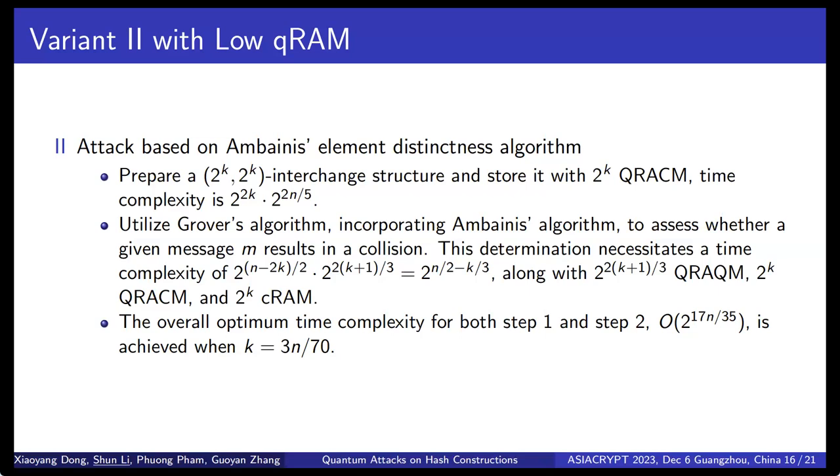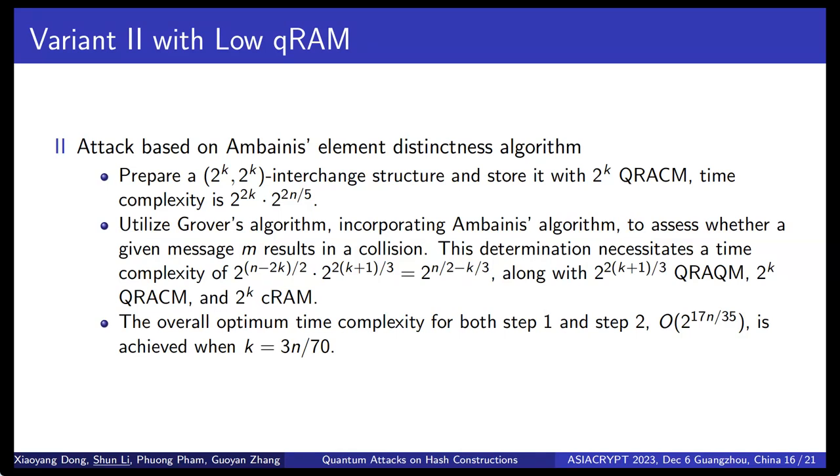For the second attack, we are based on the element distinctness algorithm. In step one, we prepare a balanced interchange structure. Each size is 2^(3k), stored with 2^(3k) QRACM. The time complexity is 2^(2k) times 2^(2n over 5). Then we utilize a robust algorithm incorporating Ambainis's algorithm to assess whether a given message results in a collision. This determination necessitates a time complexity of 2^(3n over 2 minus k over 3), along with 2^(2k over 3) quantum random access quantum memory, 2^(3k) quantum random access classical memory, and 2^(3k) classical memory.